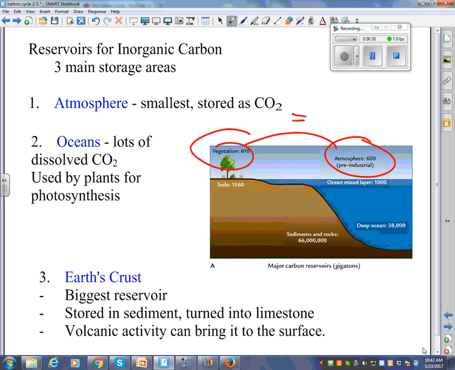Earth's crust is the biggest reservoir of carbon there is, and it's stored in sediment that turns into limestone, and volcanic activity can bring it to the surface. We should also say that it's stored as fossil fuel. There is a lot of carbon left in the ground.